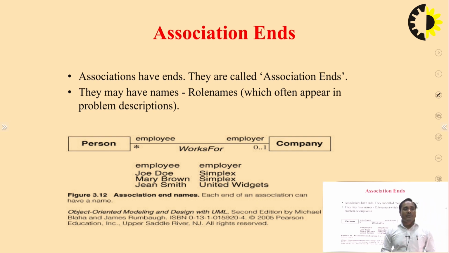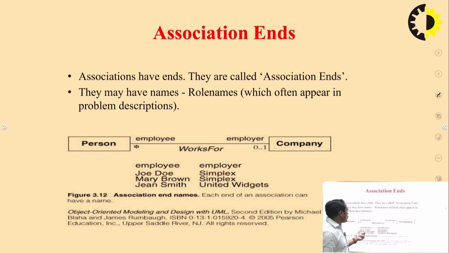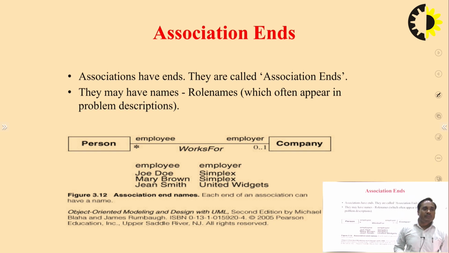Association is simple. When two classes are connected by a line, that shows the association. Similarly here, employee: Joe Doe works for Simplex, Mary Brown works for Simplex, Jean Smith works for United Visitors. So two people work for Simplex, which shows the many to one association. And the last one, Jean Smith works for United Visitors, shows the one to one association. So association can be represented by one to one, one to many, many to one, and many to many.